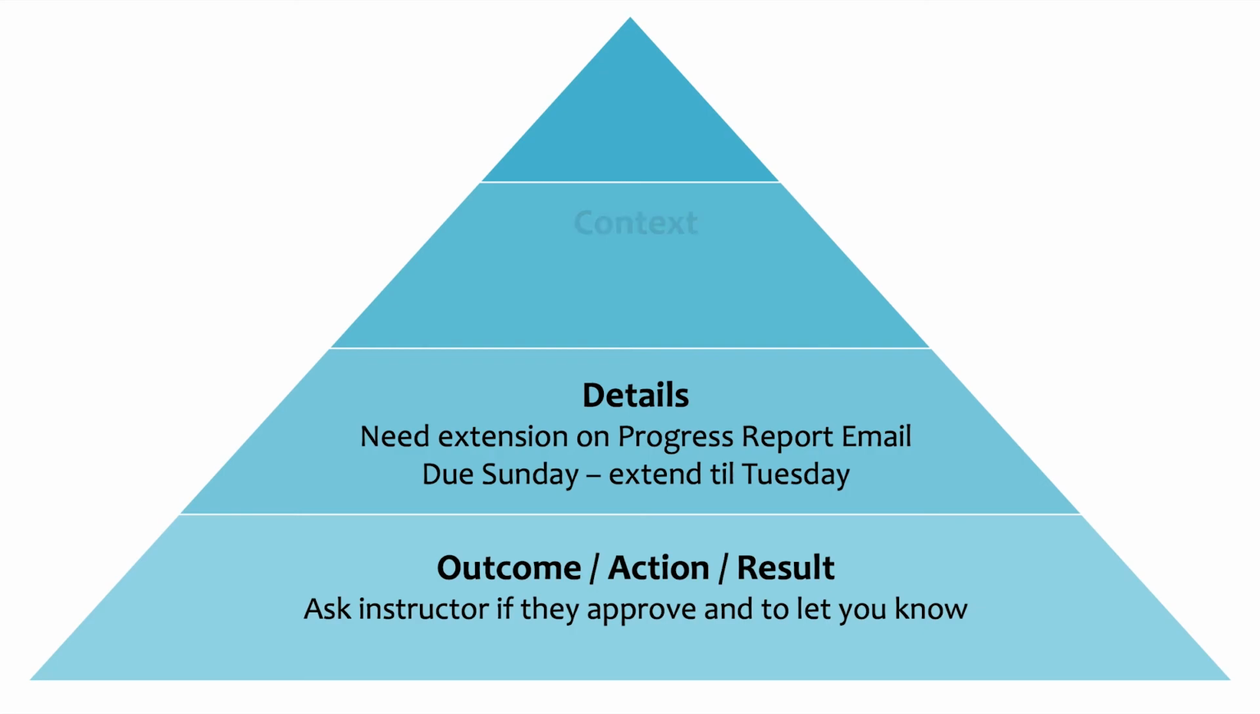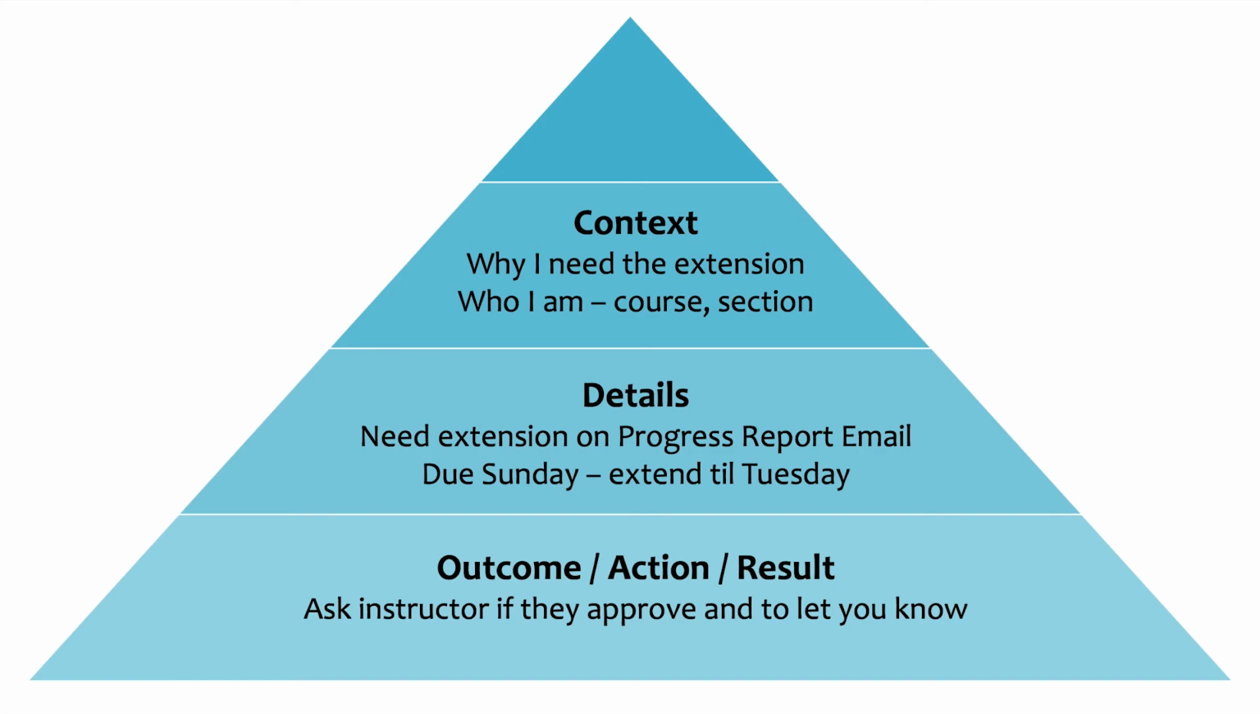Now we're going to go back up to our context. We know what our main message is, we know what the outcome is, so what does the instructor need to know in order to make this happen? In this case, they need to know why I'm asking for this extension. We need to convince the instructor in some way or provide them with enough detail to make sure they understand why you're asking for this. The instructor also needs to know who I am, which course am I in, what section. Instructors have a lot of different classes, a lot of different students, so part of knowing our audience is understanding what types of information they're going to need in this case.